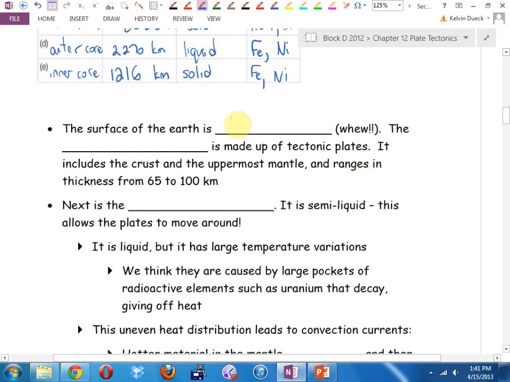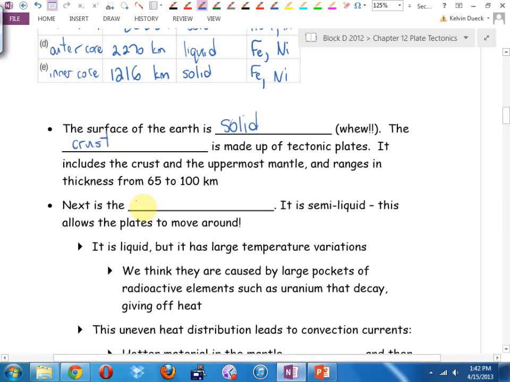The surface of the Earth is solid. But the crust is made up of tectonic plates. The crust is made up of tectonic plates. It includes the crust and the uppermost mantle, I guess, and ranges in thickness from 65 to 100 kilometers, give or take.